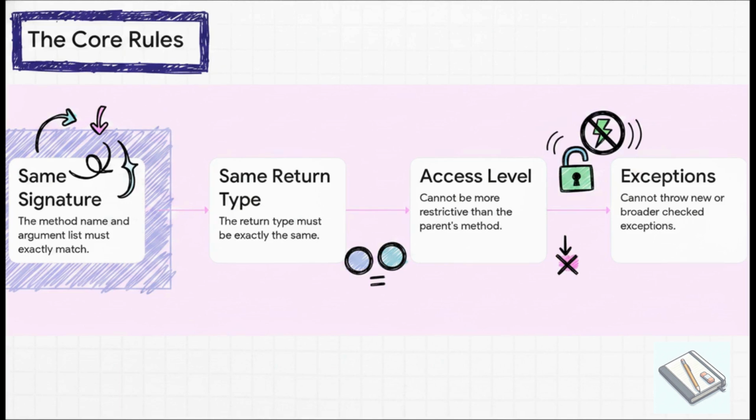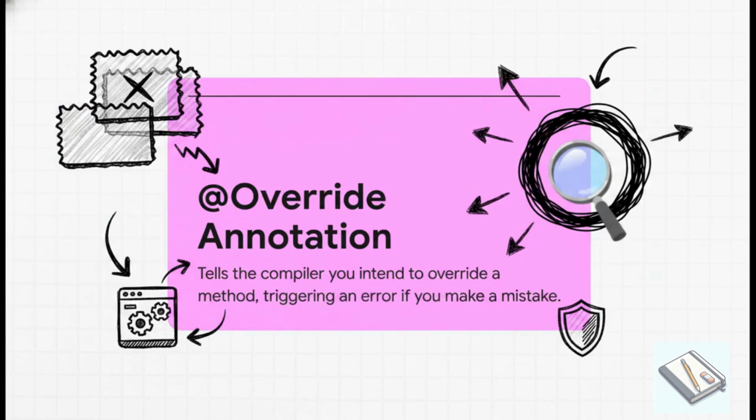These rules make sure you're always honoring the contract set by the parent class. We saw this earlier, but let's really focus on it. The @override annotation is your best friend, seriously. While it's technically optional, you should just always use it. It's you telling the compiler, hey, I fully intend to override a method from the parent. If you mess up, a typo in the name, wrong parameters, the compiler will catch it immediately and give you an error, saving you from a headache later on.